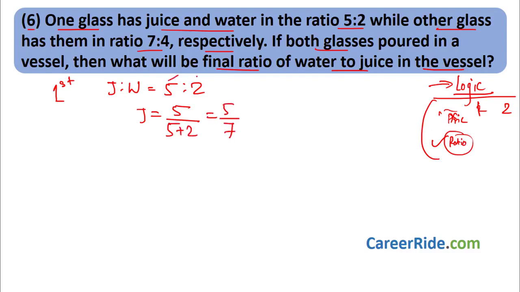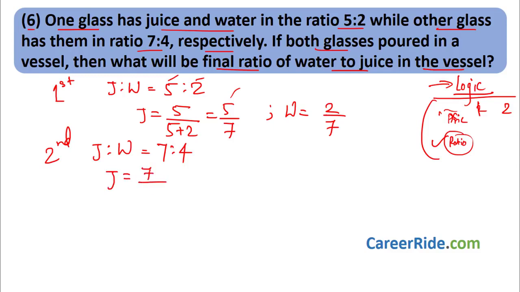5 parts is juice in the entire mixture, 5 parts is juice, 2 parts is water, that means the total mixture has 7 parts. So out of 7 parts, 5 parts is juice. So what will be the amount of water? 2 parts, correct? Second glass, juice to water ratio is how much? It is 7:4, right? Out of that juice is 7 parts, out of 7 plus 4 is 11. Water is how much? 4 parts out of 11, is that right?